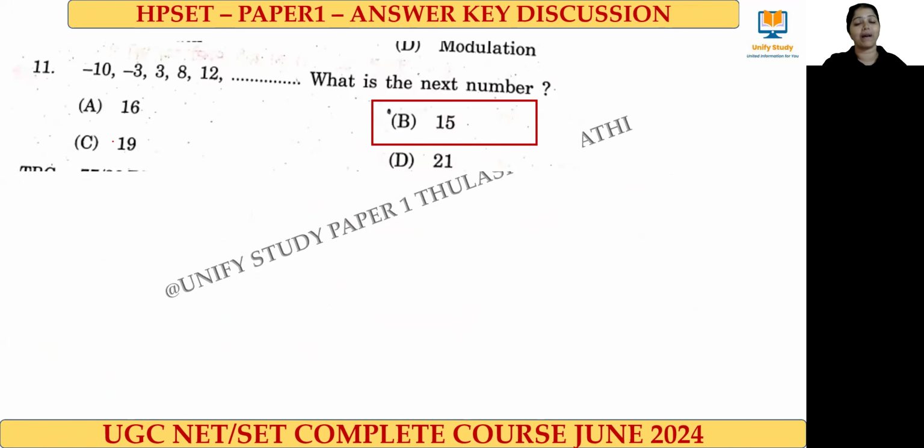Next one is a question from mathematical reasoning. Very, very easy and simple question. We just have to go like this. We have to add 7 and 10: minus 10 plus 7 is minus 3. Minus 3 plus 6 is plus 3. Plus 3 plus 5 is 8. Plus 8 plus 4 is 12. Plus 12 plus 3 is 15. So we just have to add the numbers, right? We just add the numbers and we'll get 15.